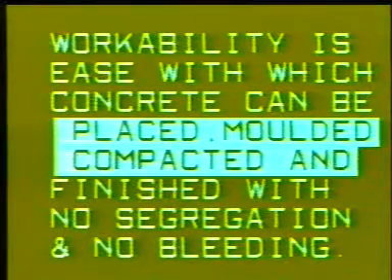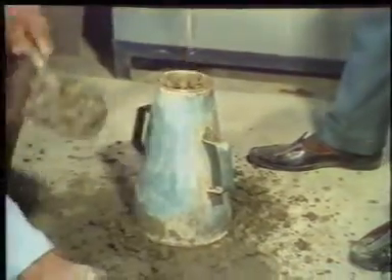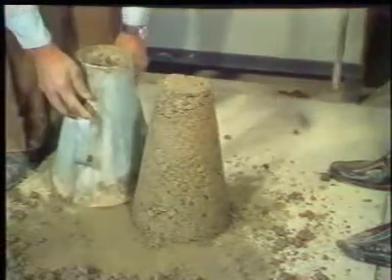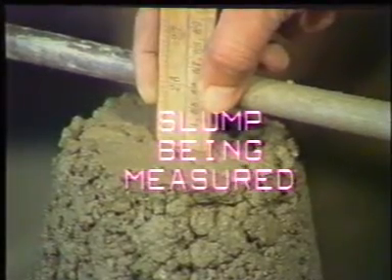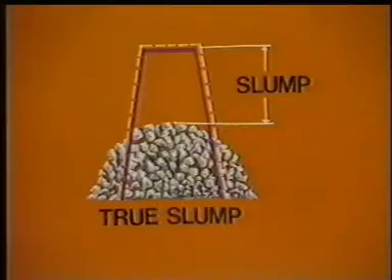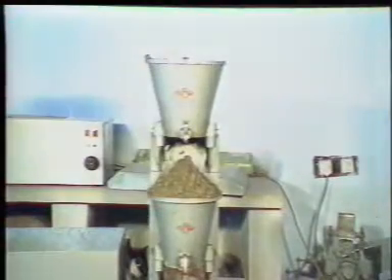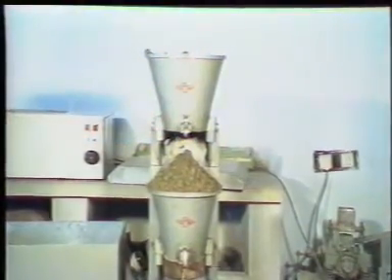Workability is the ease with which concrete can be placed, molded, compacted, and finished without segregation and bleeding. One simple method to judge workability is the slump test. Slump is measured as subsidence of wet concrete from the top surface of the cone when it is lifted. A better method of judging workability is the compacting factor test, which is very useful for relatively dry mixes.